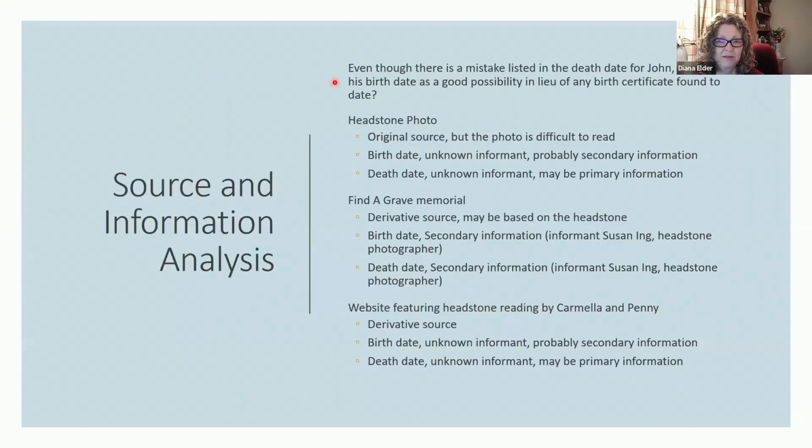The question is, even though there's a mistake listed in the death date for John, can we take his birth date as a good possibility in lieu of any birth certificate found to date? So what are the different sources we've got for the birth and the death dates? Well, we have the headstone photo. So the headstone is an original source, but the photo, we can't really read it. So that is a conflict to work on that we'd have to worry about.